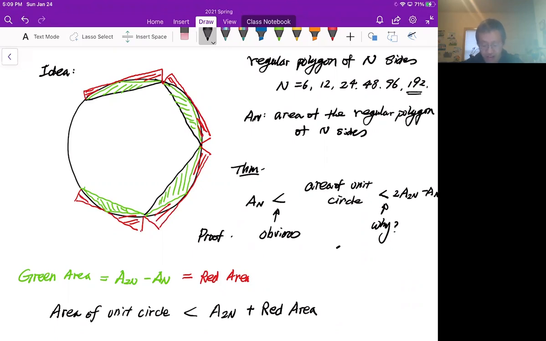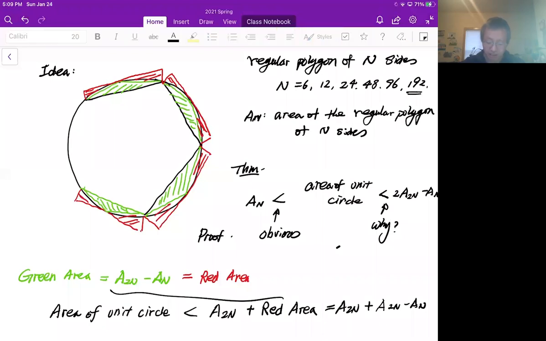Okay. And this is A of 2n. What's the red area? The red area is here. So that's A of 2n minus A of n. And then we are done for the right-hand side.